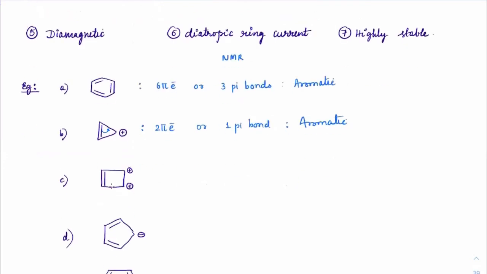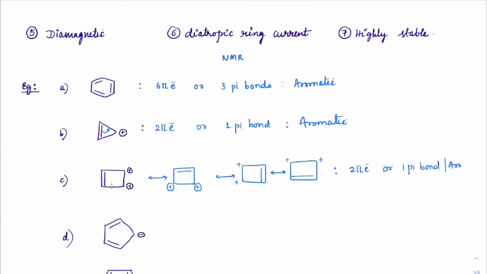Okay, students. Next one, see here, number of pi bonds. How many do we have? We have 2 pi bonds here. And if I keep writing the canonicals of the same, we have written the canonicals for this, if you recall. We have plus and plus here. Got it? If I write one more canonical, I will get plus and plus here. So in the canonicals, you can see the pi bond is moving throughout the ring. So there is a ring current. So we can say that this also has 2 pi electrons or 1 pi bond, which is an odd number of pi bonds. Hence, this is also showing aromatic. This is also an aromatic compound.